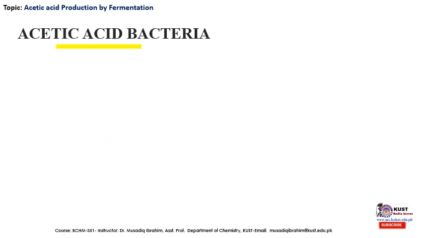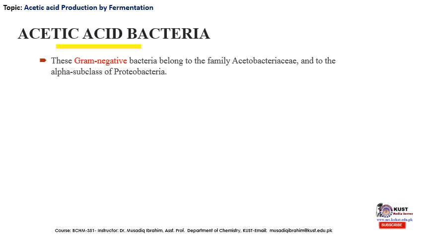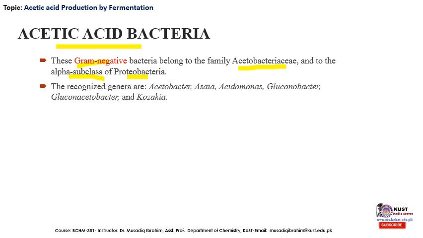Now moving towards the acetic acid bacteria. These are gram-negative bacteria belonging to the family Acetobacteraceae, as well as to the alpha subclass of Proteobacteria. The recognized genera are Acetobacter, Asaia, Acidomonas, Gluconobacter, Gluconacetobacter, and Kozakia.